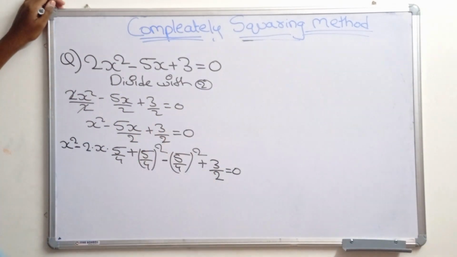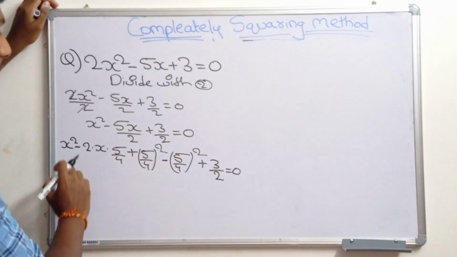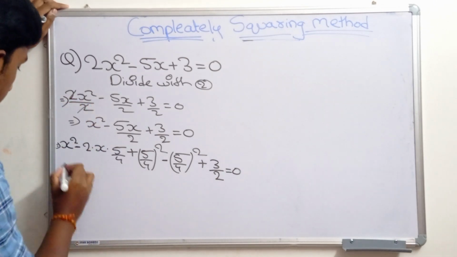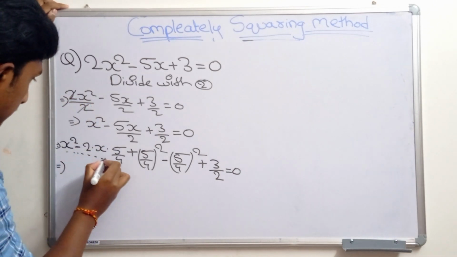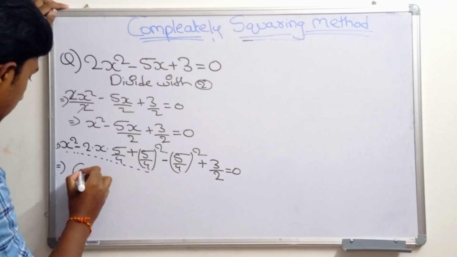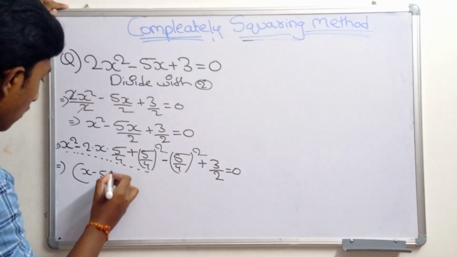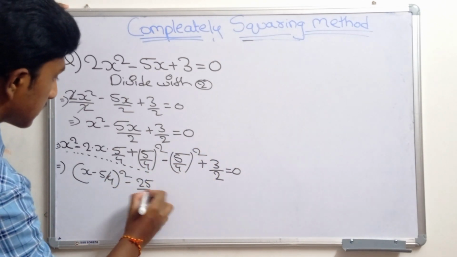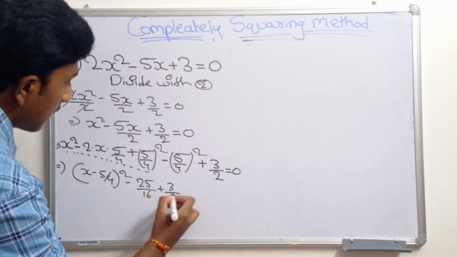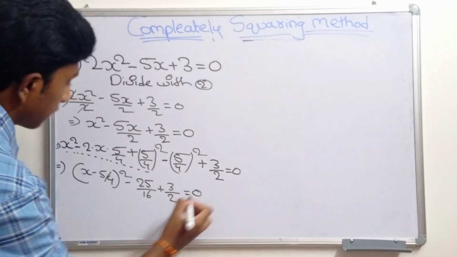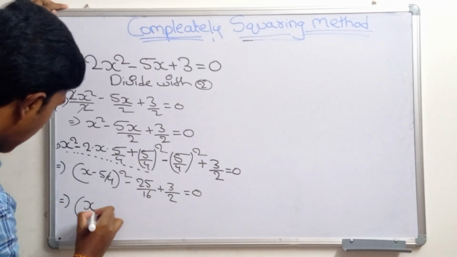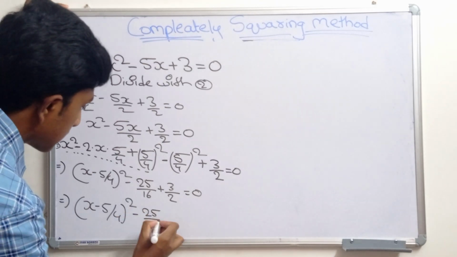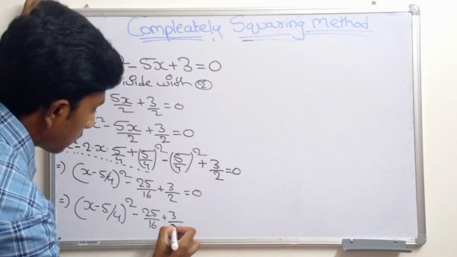So I'll complete the sum, no problem. First we go with the (a minus b) whole square formula as it is. We'll take this as a minus b whole square. That means (x minus 5 by 4) whole square minus 5 by 4 squared, which is 25 by 16, plus 3 by 2. Again, the next step is to take the LCM.